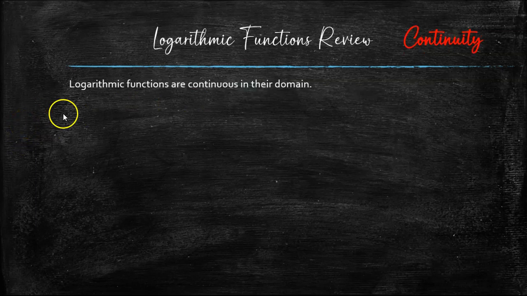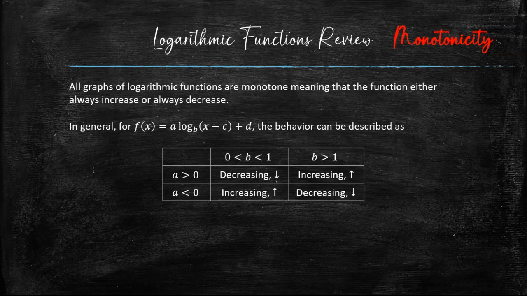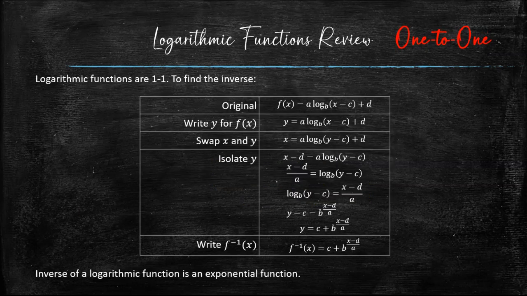However, in their domain, logarithmic functions are continuous. So they don't break, they just continue moving indefinitely. Now, in regards to monotonicity, we can make a claim that logarithmic functions are monotone, meaning that they always either increase or decrease. Depending on the combination of values a and b, your function will either always be decreasing, as in these two cases, or always be increasing, as in these two cases.